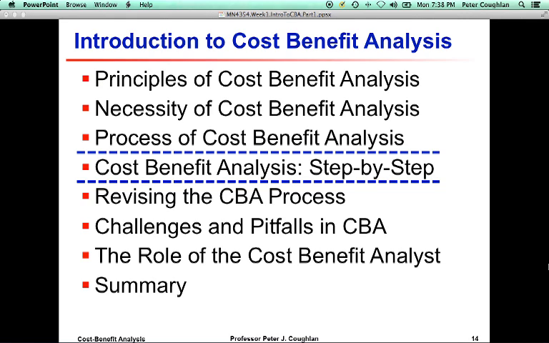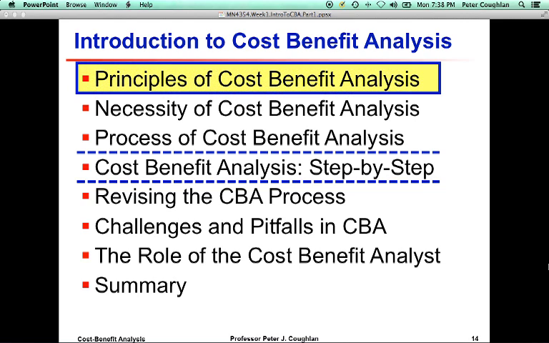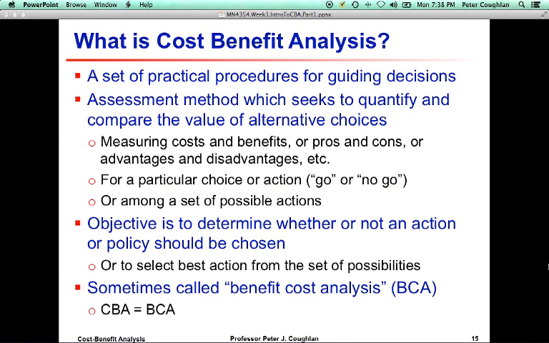Okay, so back to having introduced myself, now let's go back to our introduction to cost-benefit analysis. And of course, we start with the basic principles. What are the basics? What is cost-benefit analysis? What is at the core of cost-benefit analysis?